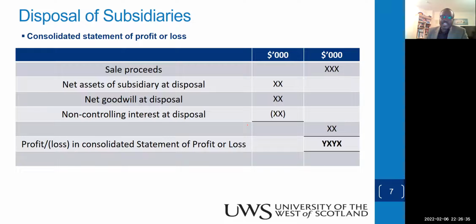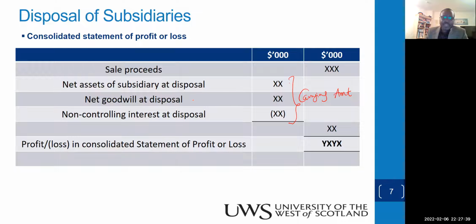Okay. So this is the format. It doesn't really change much, but we introduce one or two concepts. Again, it is our sales proceeds, number one. And then we look at the net effect of what we've had. What was the net asset at disposal? What was the goodwill? Goodwill is also an asset. The goodwill at disposal. And then the NCI, which doesn't really belong to us. It belongs to a third party. We subtract that portion from the total assets. So in effect, the net effect of this gives us more or less the current amount of your investment in the subsidiary. Then subtract this current amount from your sales proceeds, and you still get profit or loss in the consolidated statement of profit or loss, in the group accounts. That's all we are looking at over here.